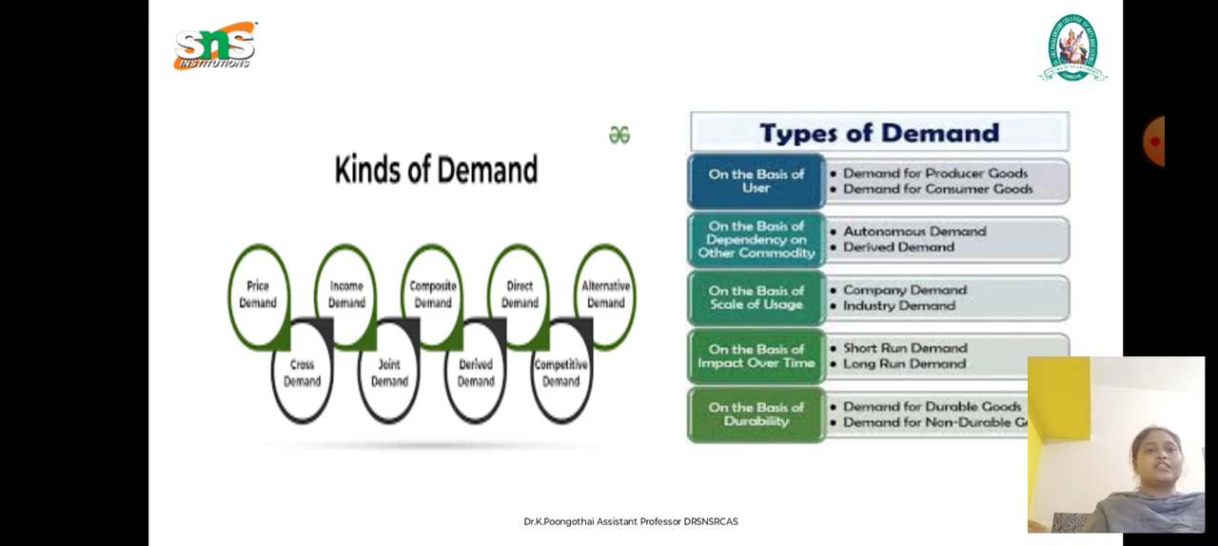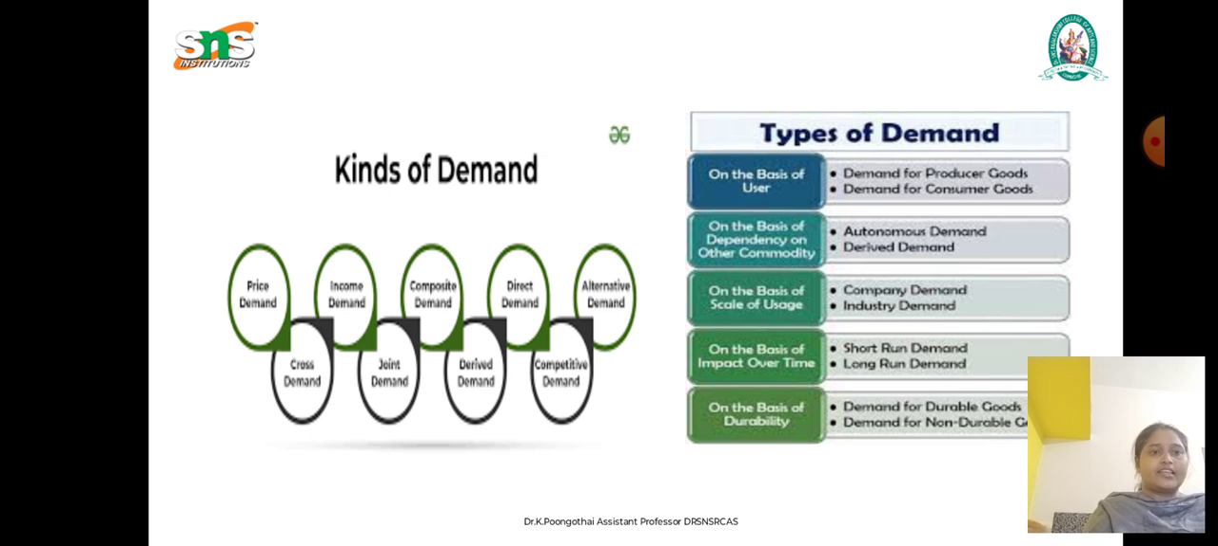The next one is based on product relation. The third point is based upon the nature, meaning elastic demand and inelastic demand. Elastic demand means demand that changes significantly with changes in price. If there is a change in price, a change in demand takes place. That is known as elasticity of demand.